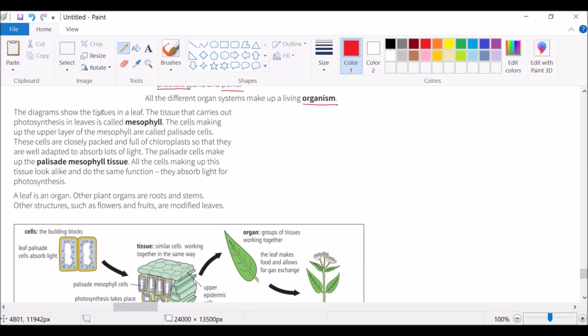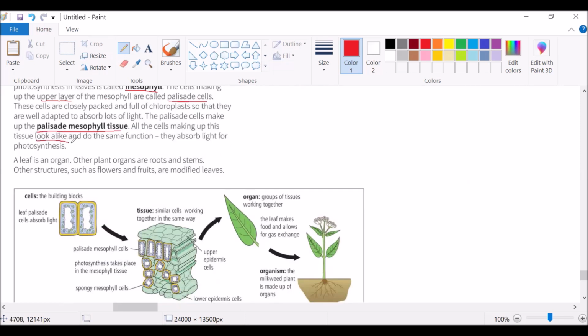The diagram shows the tissues in a leaf. The tissue that carries out photosynthesis in the leaves is called mesophyll. So mesophyll cells together form mesophyll tissue. The cells making the upper layer of the mesophyll are called palisade cells. The palisade cells make up the palisade mesophyll tissue. All the cells making up this tissue look alike and do the same function. They absorb light for photosynthesis.